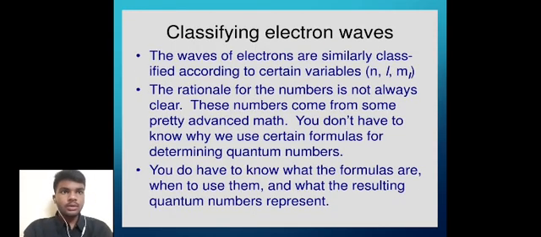Classifying electron waves. The waves of electrons are similarly classified according to certain variables n, l, m suffix l. The rationale of the numbers is not always clear. These numbers come from some pretty advanced math. You do not have to know why we use certain formulas for determining quantum numbers. You do have to know what the formulas are, when to use them, and what the resulting quantum numbers represent.